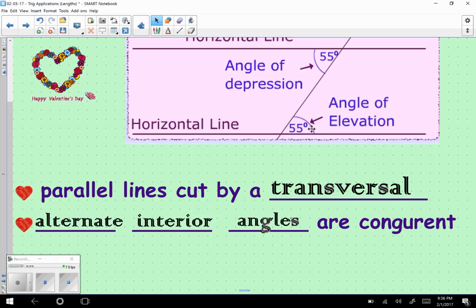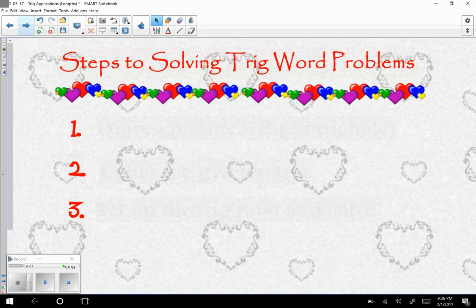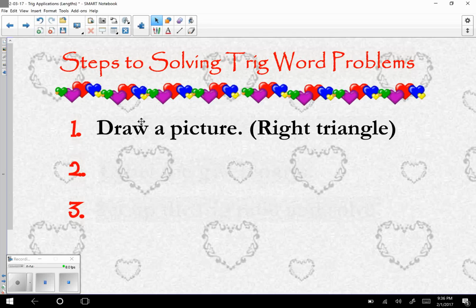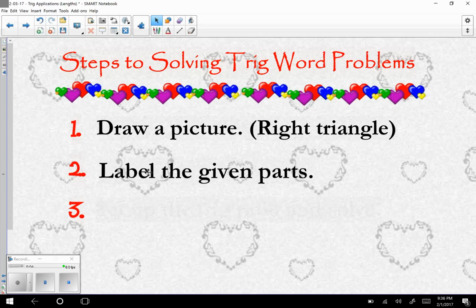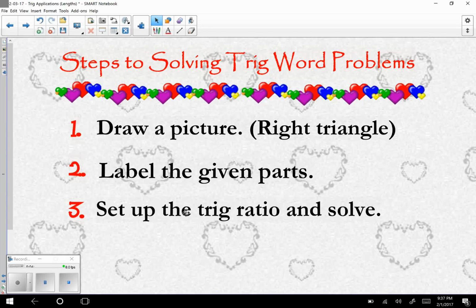All right, so how are we going to do this? I've got some steps for you. Step one, you're going to draw a picture, and specifically a picture of a right triangle. Okay. You're going to label the parts that you know, and then you are going to set up the trig ratio and solve. Okay, I'll give you just a second to get those things written down.